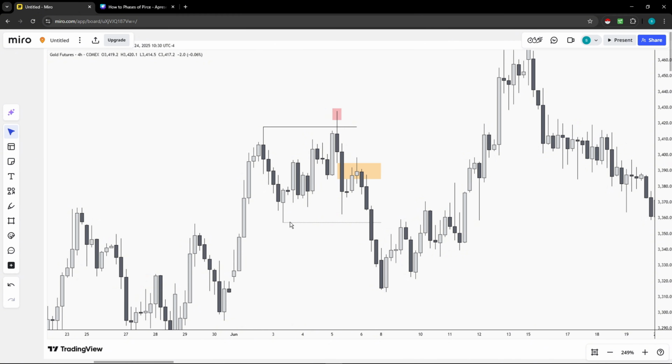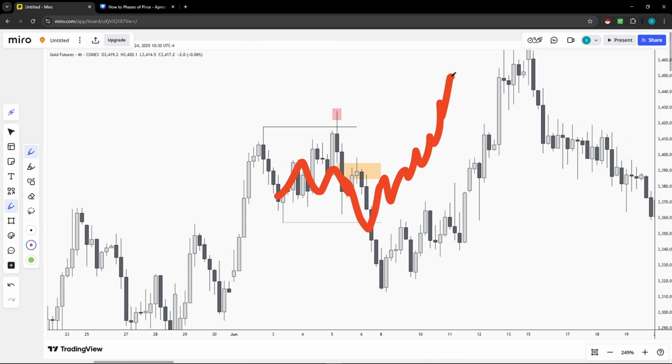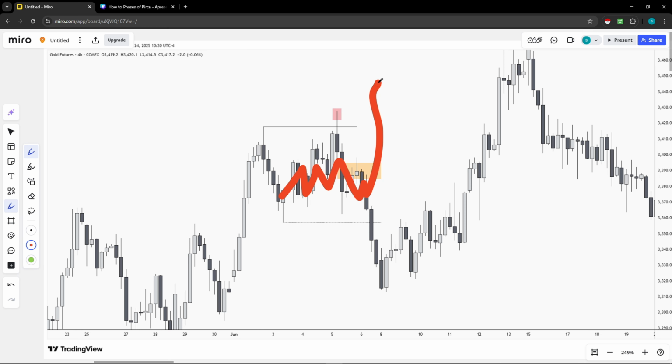And then you need to look for what you want to see. So if I'm looking for shorts, I'm going to either look for a manipulation of the high or just a breakout to the low. But if I'm looking for longs, I'm going to wait for a manipulation of the low and then a continuation higher. Or as a breakout, I'm going to wait just for a breakout to go higher.